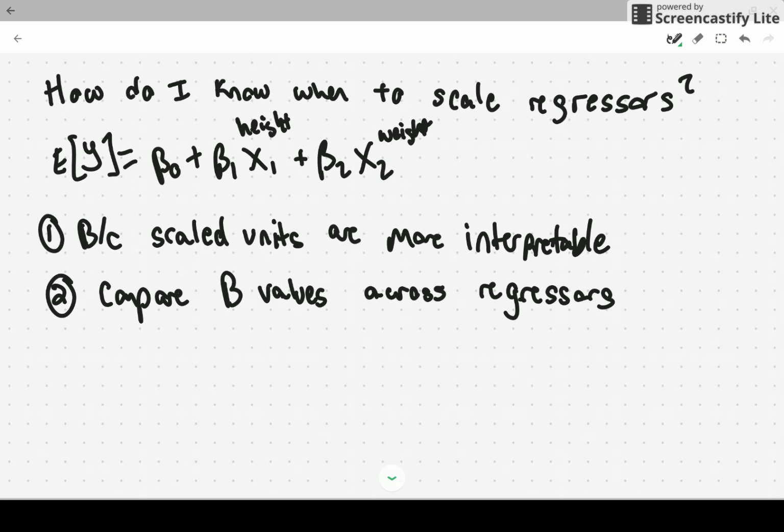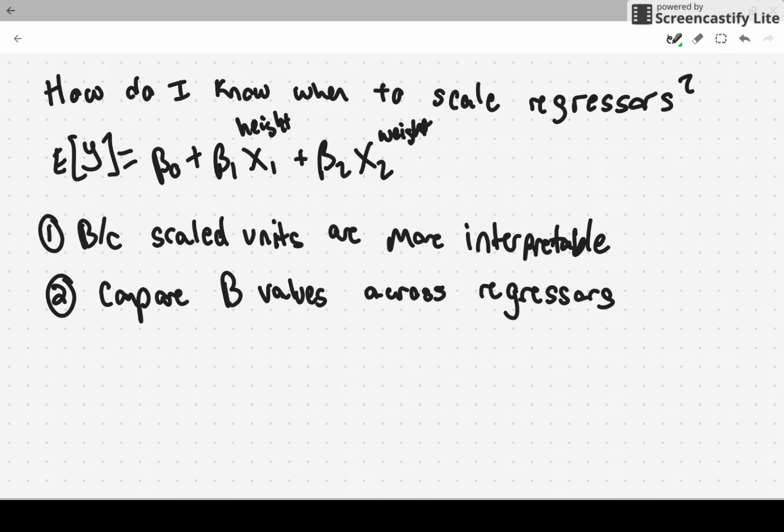And then what happens when we scale is it simply inversely scales the coefficient. When we do a unit change, it doesn't change the predictability or the prediction performance of our model, but when we multiply our regressor, it has a multiplicative effect on our coefficients. So why might we want to do that?